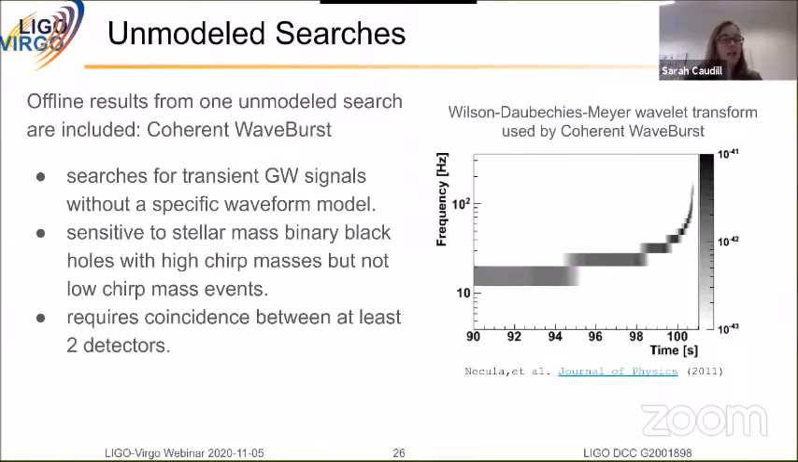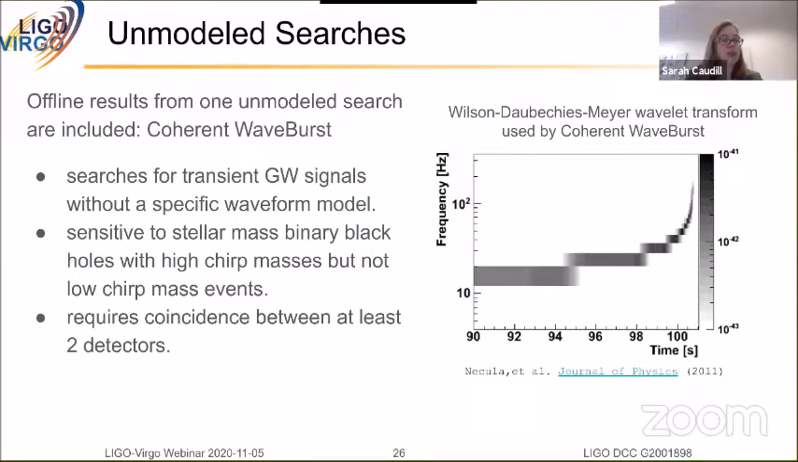Now we also had an unmodeled search running because gravitational waves from compact binary coalescences can also be recovered by unmodeled searches. The offline results from one unmodeled search were included. This was Coherent Waveburst. Instead of a specific waveform model, Coherent Waveburst performs a search on time frequency data obtained with the wavelet transformation, like that shown on the plot on the right. In this way, you can see the characteristic chirp signal from the compact binaries that can be detected.